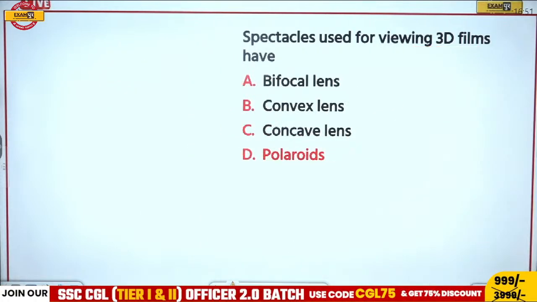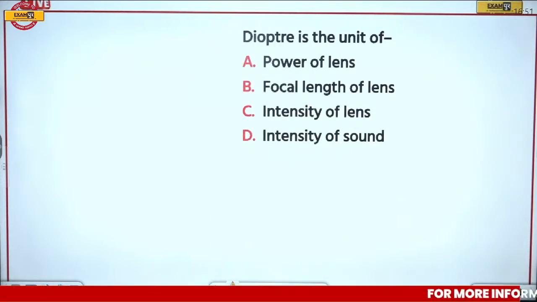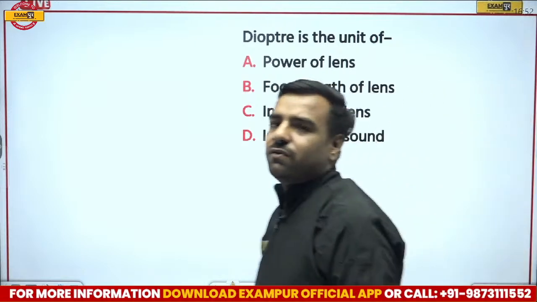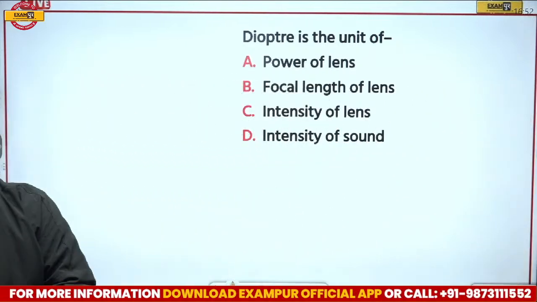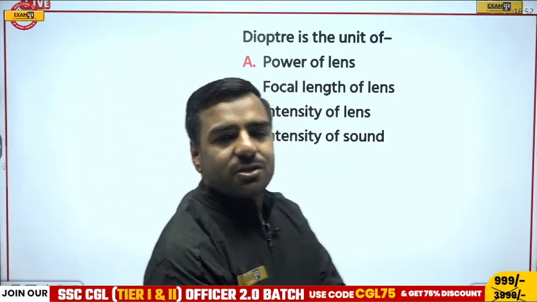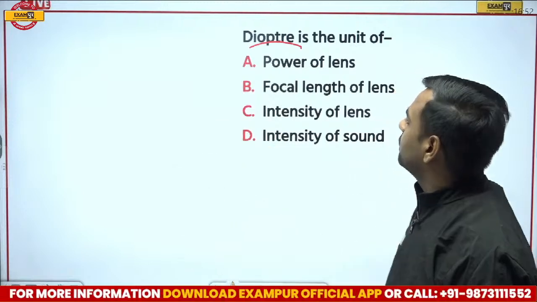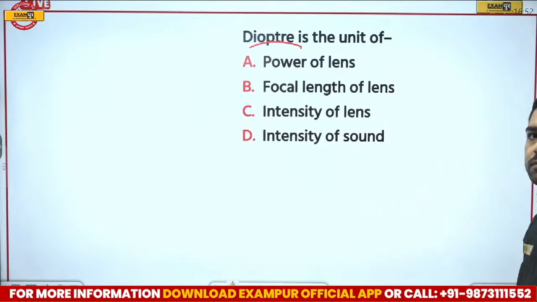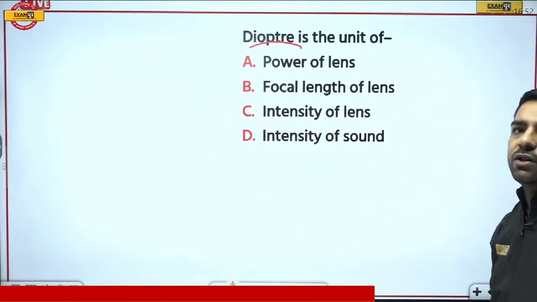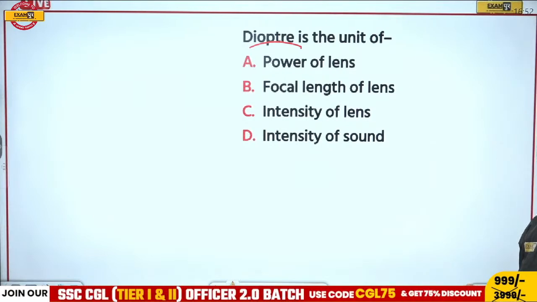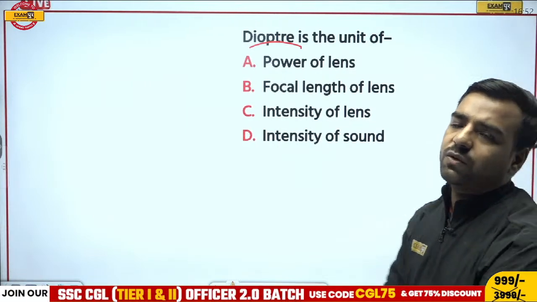Now let's have a look at the next question. Dioptre is the unit of what? Very basic question, and this would be last question for the day, because next sir is also waiting for his class. So yes, what is the correct answer here? Dioptre is the unit of what? Is it for the power of lens, focal length of the lens, intensity of lens, or intensity of sound?